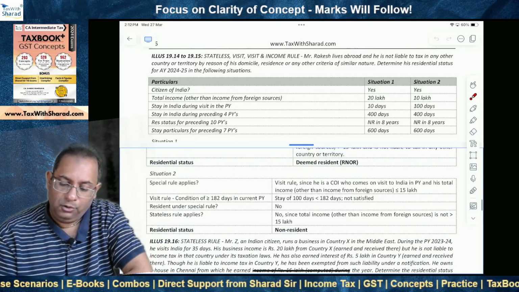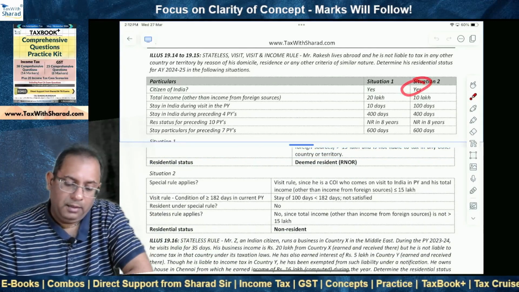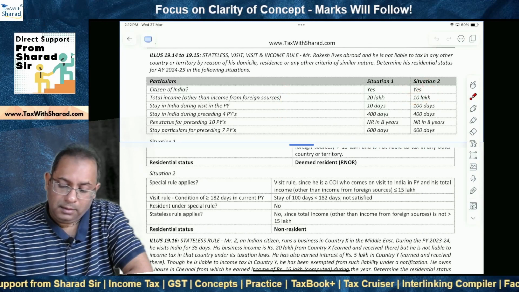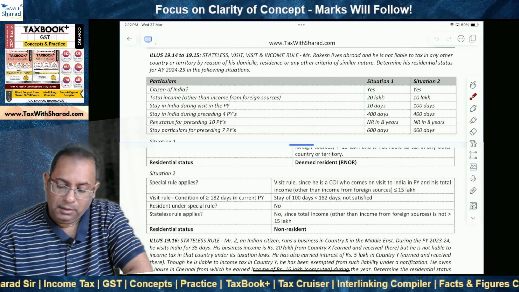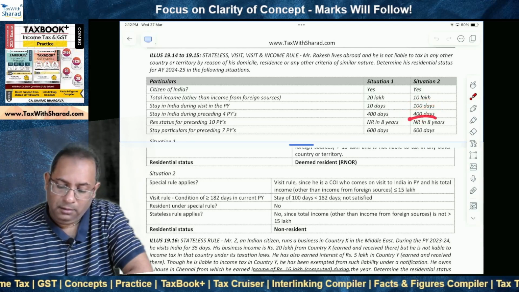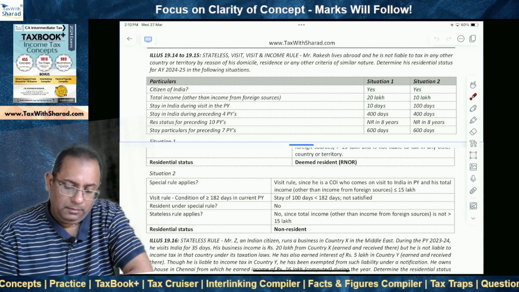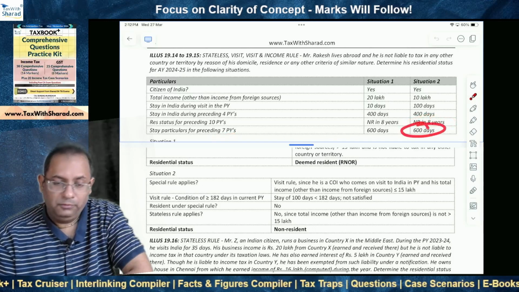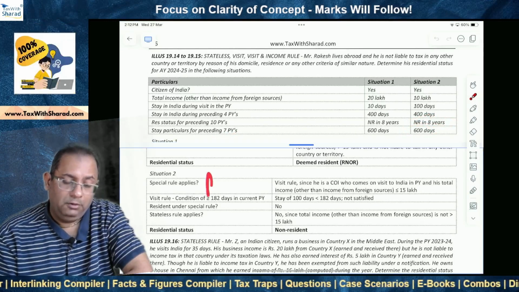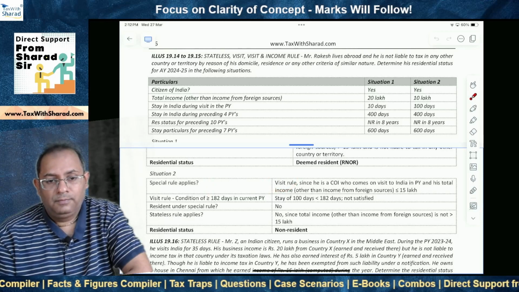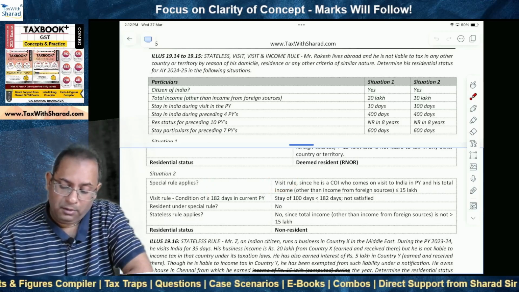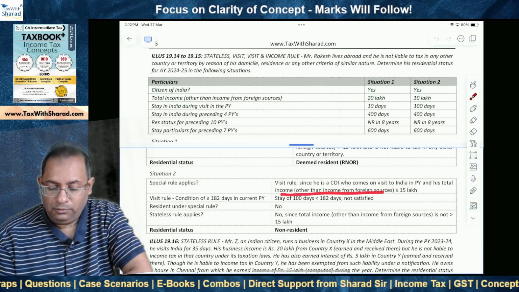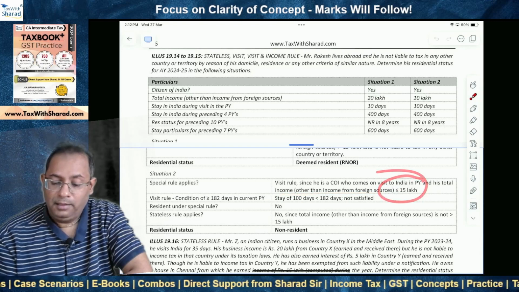Okay. Now we come to situation 2. In situation 2, he is a citizen of India, but total income other than income from foreign sources is only 10 lakh. Current year's stay is 100 days. Preceding 4 previous years' stay is 400 days. He is non-resident in 8 of the preceding 10 previous years, and in the preceding 7 previous years he was in India for 600 days. Now here, what is the special rule that applies? Here visit rule applies. Not visit and income, but visit rule applies. Why? Because he is a citizen of India who comes on a visit to India in the previous year, and his total income other than income from foreign sources is not more than 15 lakh. It is only 10 lakh.